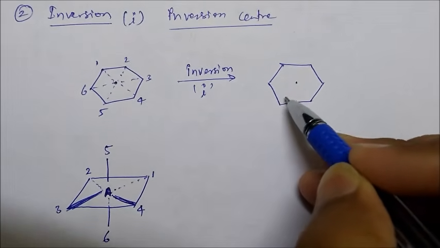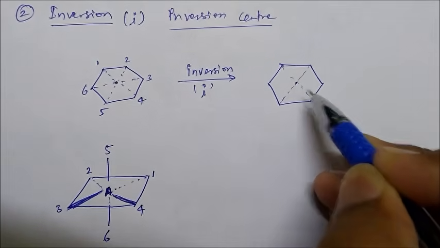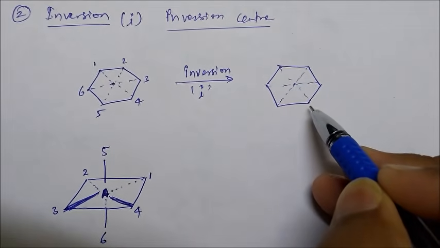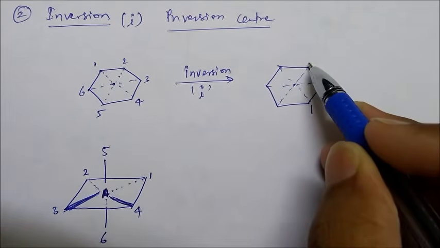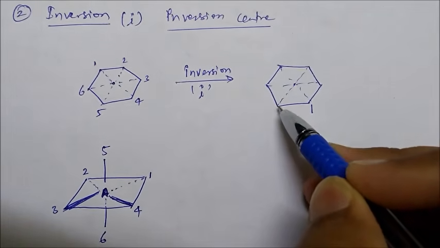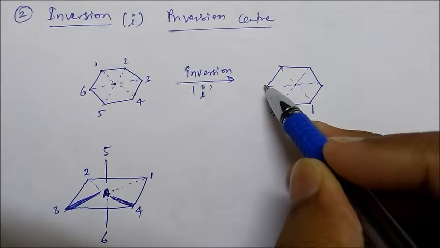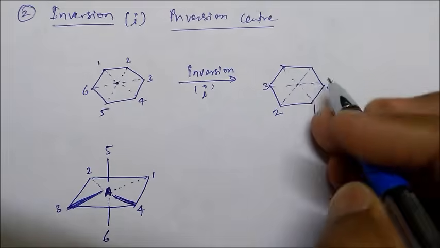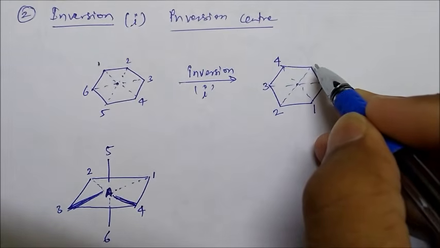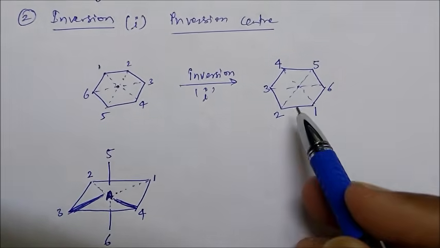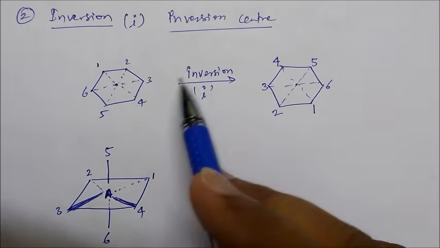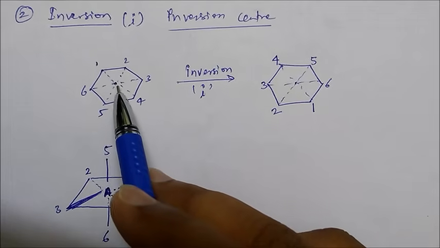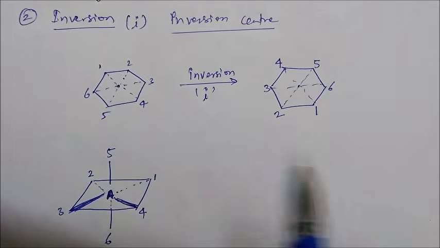First I will put it like this. One was here, but now it will be inverted and go to here. Likewise, 2 was here, but it will invert and go to here. 6 was here, it will invert and go to here, and here will be 3 opposite to 6, 4 opposite to 1, and 5 opposite to 2. So like this, inversion is operated, because all the atoms get inverted from their positions about this center of symmetry.